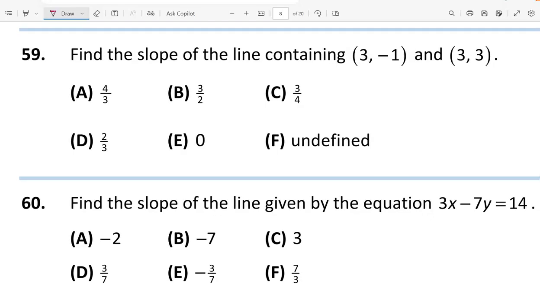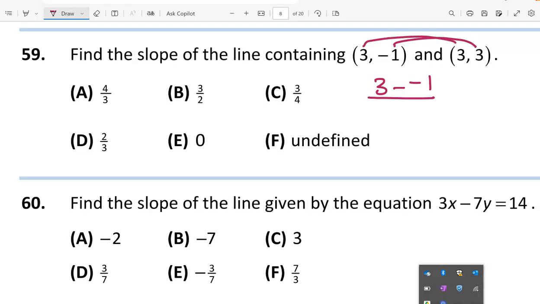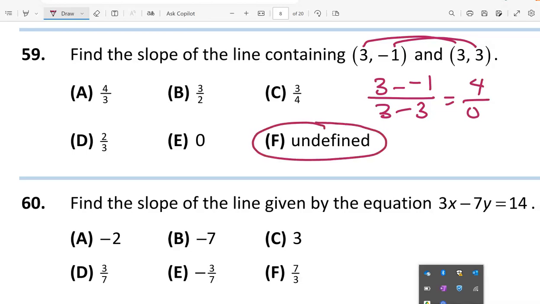Now we're going to find the slope of another pair of points. And so that will be the subtraction of the y values, 3 minus negative 1, divided by the subtraction of the x values, 3 minus 3. That would give us 4 divided by 0, which is an undefined value.